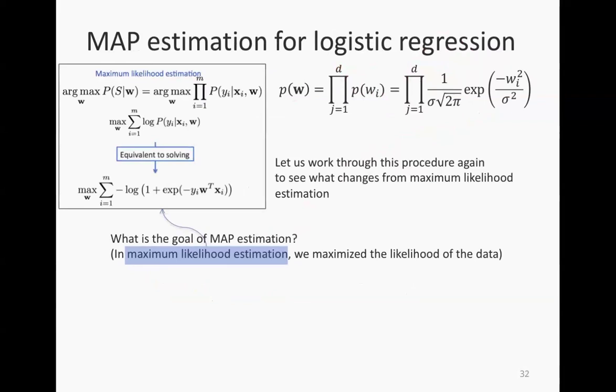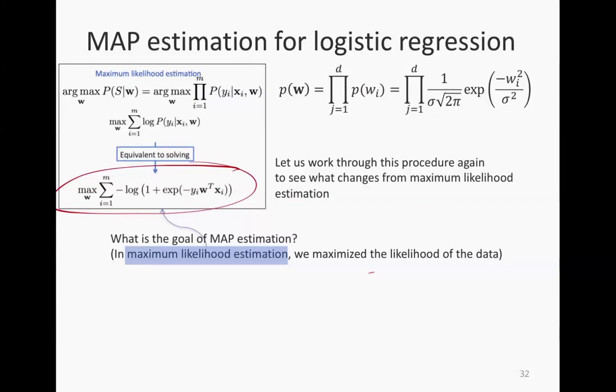Remember, we already did maximum likelihood estimation. The goal of maximum likelihood estimation was to maximize the likelihood of the data, and we ended up with that expression there. What's the goal of MAP estimation? It's to maximize the posterior probability of the hypothesis given the data, P of H given D, which is equivalent to maximizing the product of the likelihood and the prior.